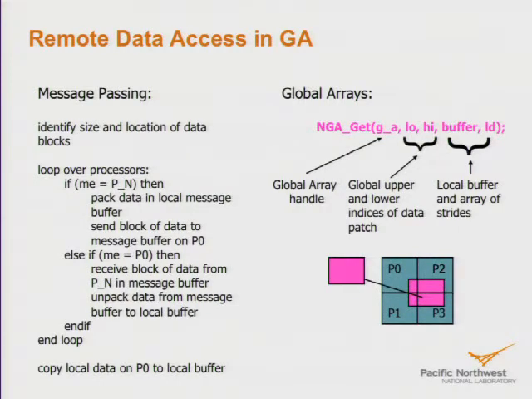Once you've created a global array, you may want to grab a piece of data out of it and copy it into a local buffer. The command for doing that is the GA get call. You specify which GA you want by specifying the handle. You specify what the block is by specifying these low and high indices. These are arrays with as many entries as the dimension of the global array.